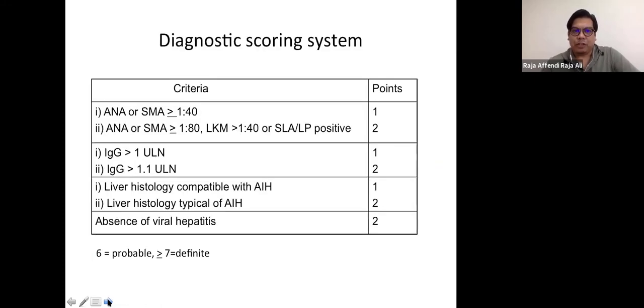If you look at the diagnostic scoring system, it's very simple. Look at the autoantibodies, ANA or ASMA, giving the points that you can see on the slide. Again, IgG relative to the upper limit of normal. And liver histopathology, this is where you get a really good pathologist to describe features compatible with the diagnosis. And of course, absence of viral hepatitis, A to E, and other chronic liver diseases. A score of 7 or more gives a definite diagnosis of AIH.